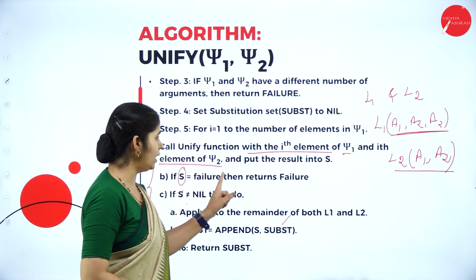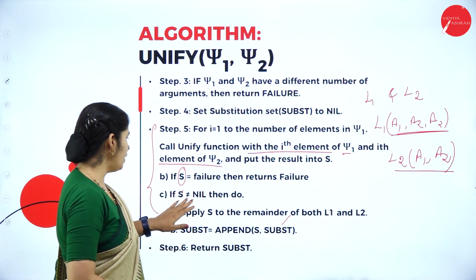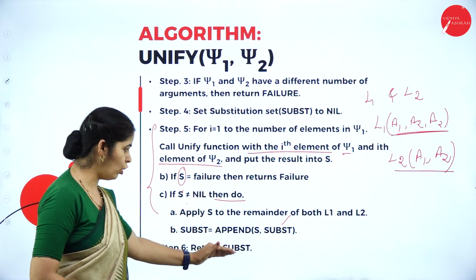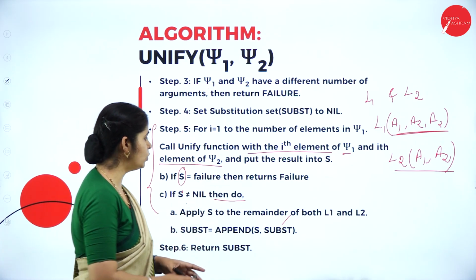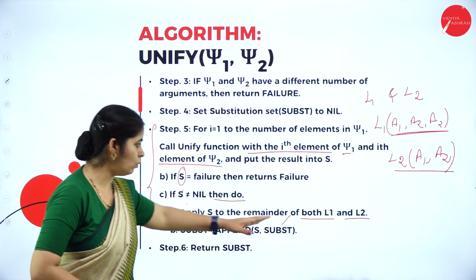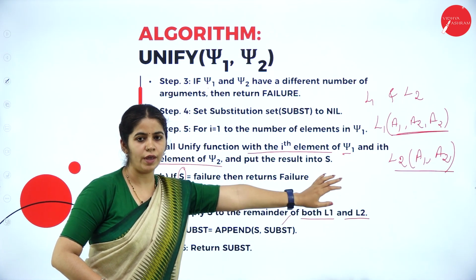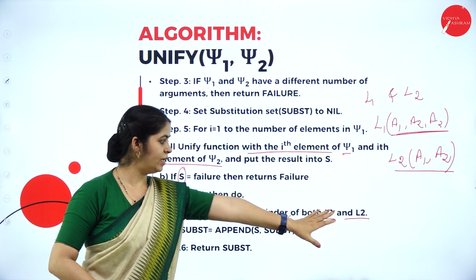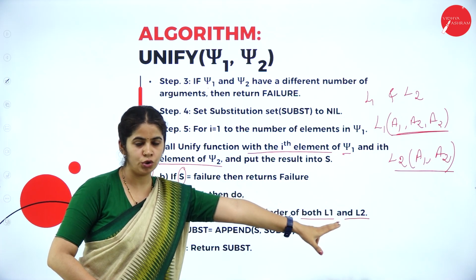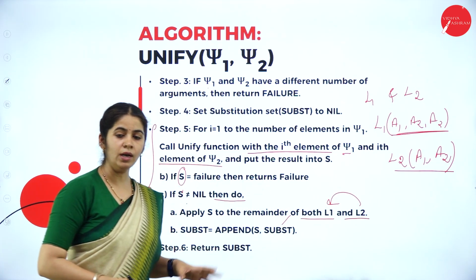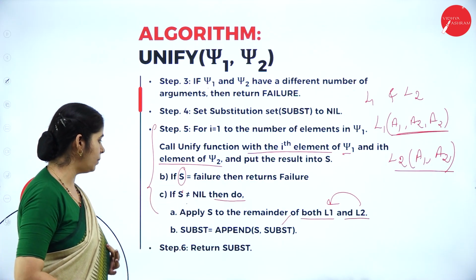If S is failed, then return failure. If S is not nil, then do the following: apply S to the remainder and to both L1 and L2. Then substitute the value of L1 in place of the literal L2, or you can substitute L2 in the L1 literal. So this is the substitution method.